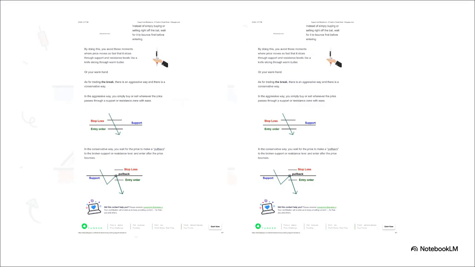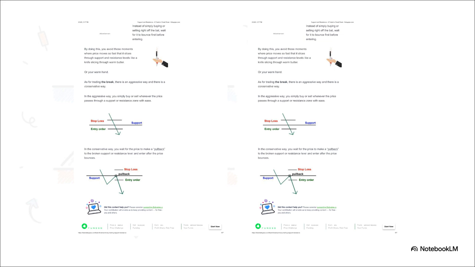And you can see the difference so clearly here. The aggressive entry on the left is all about speed and momentum. It can be very profitable, but also risky. The conservative entry on the right is about patience. You might miss the initial explosive move, but you're trading that for a much higher probability that the breakout is the real deal.